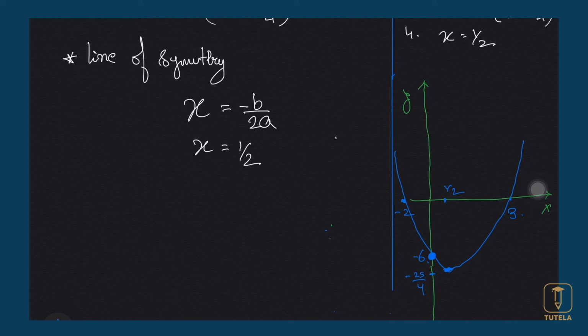And hence the parabola is opening upward. Else the parabola would have been opening downward. Let's check the different types of cases which we can come across while solving a parabola.